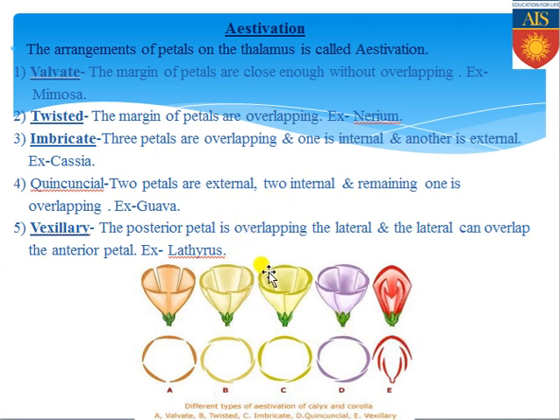Example is Lathyrus odoratus, that is a pea. In case of that, this vexillary type of estivation can be found. So overall, these are the types of arrangement of the petals on the thalamus, and based on that, 5 different types, that is called estivation.